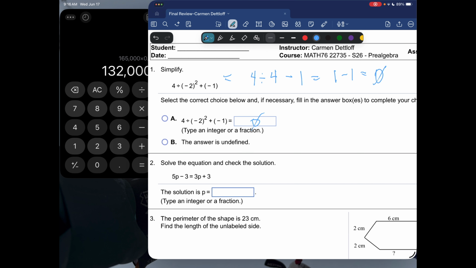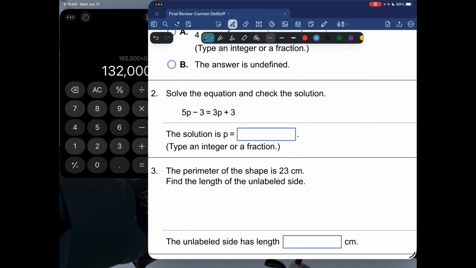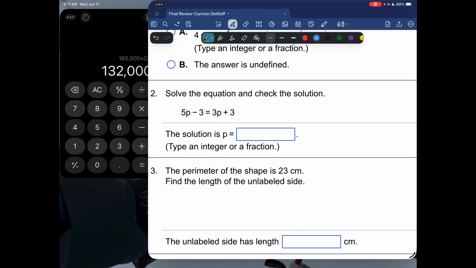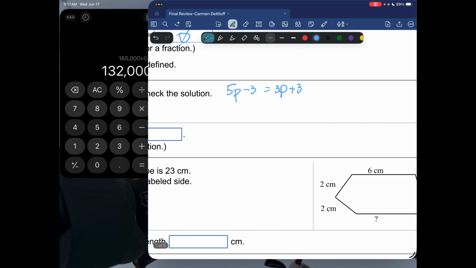Okay, number 2, solve and check the equation. Okay, I have variables and letters, and I want to get variables on one side, numbers on the other. 5p minus 3 equals 3p plus 3. So I want to move p to one side of my equation. I'm going to move it to the left side because I want my p's to be positive. If you move it to the right, it will be okay. You'll just end up with a negative sign, and I like to avoid those.